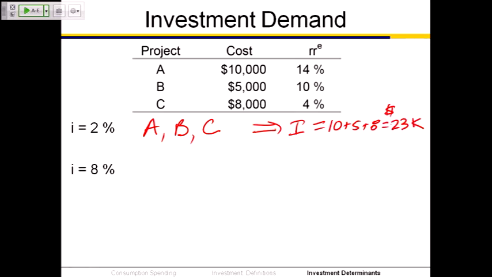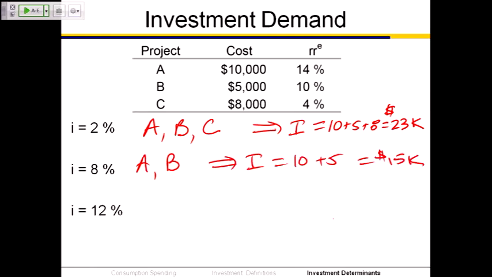Suppose instead that interest rates are 8%. If interest rates are 8%, is project A a profitable project? Yes or no? Is project B profitable? Yes or no? Is project C profitable? No. So they're going to do A and B, and their investment spending is going to be the $10,000 plus the $5,000, or $15,000. Suppose instead that interest rates were 12%.